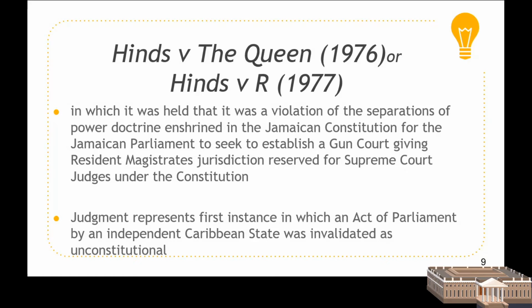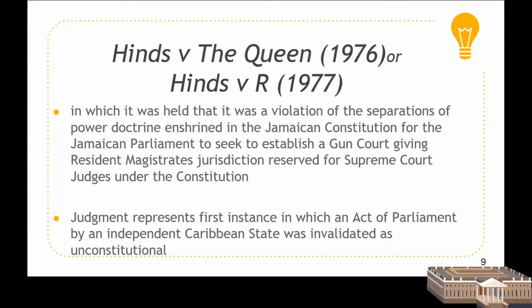So it means when it's enshrined, it's found in the principles there, but there isn't a chapter that says separation of powers, okay? So in Hinds and R, it was the judiciary, it was the court that ruled. Now, based on what the Constitution says, the court said that it was a violation of the Constitution for the Jamaican Parliament in 1976 to seek to establish a gun court where they would give the resident magistrate jurisdiction to judges when that jurisdiction was reserved for Supreme Court judges based on the Constitution. Let's pause and take all of that in again.